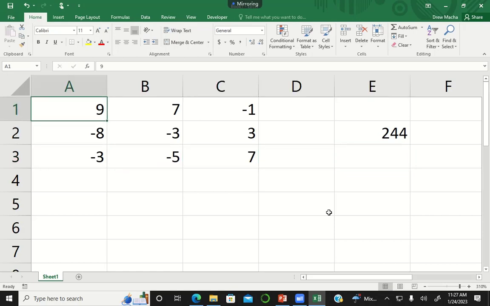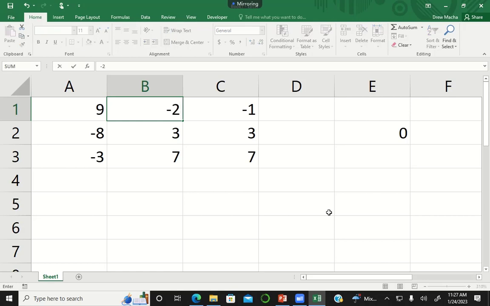So determinants can be 0 if one of a few things happens. A determinant will be 0 if you have the same column twice. Or another way this can happen is if one column is just a scalar multiple of another column. Like if I multiply the right column by 2, so -1 times 2 is -2, 3 times 2 is 6, 7 times 2 is 14. If one column is just a scalar multiple of another column, you'll get a 0 determinant.